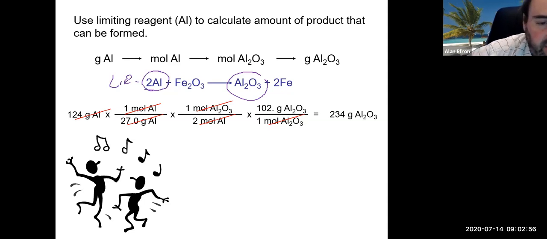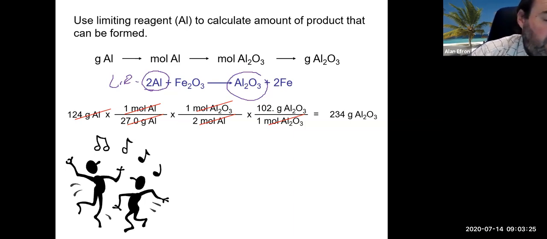The difference with this approach is if you then want to figure out how much iron you make, you need to go do another calculation. If you want to go back and figure out how much of your excess reagent is left over, you need to go back and do some other calculations. So again, the ICE table does it for you very organized, and within one or two quick calculations, you can figure out everything that you would need. But this is a very common approach.